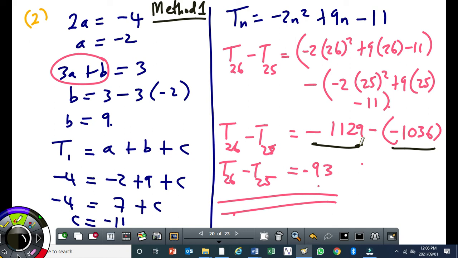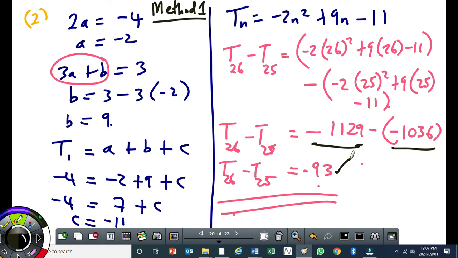Before I started doing this question, I told you that there are two methods of getting the answer. The first one, which is the one that you proposed, is that you use the quadratic pattern. Get the general term of the quadratic pattern. Find T26, find T25, get the difference of the two. We got it as minus 93. Do you understand that part?